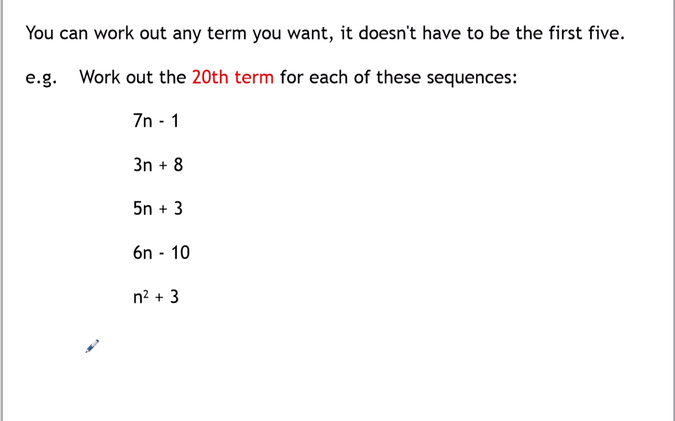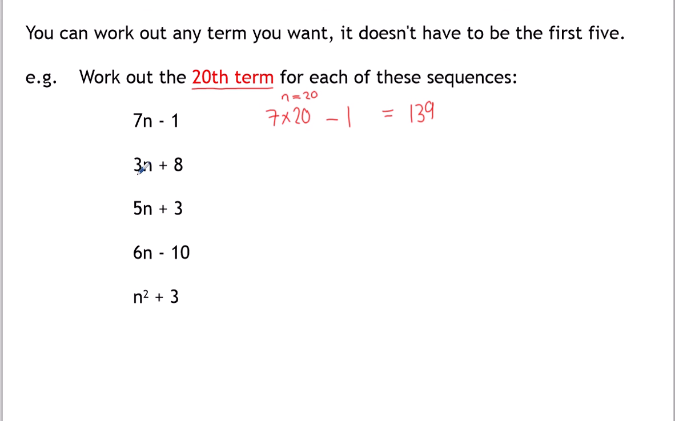Now, you don't have to work in order. So for each of these, look, I'm just going to work out the 20th term, but I'm not going to write out all 20. I'm just going to jump to the 20th. So I'm not going to do n equals 1, n equals 2, n equals 3 all the way up to 20. I'm just going to jump straight to what happens if n is 20. So this one says to do 7 times 20, 7n, take away 1. So 140, take away 1 is 139.